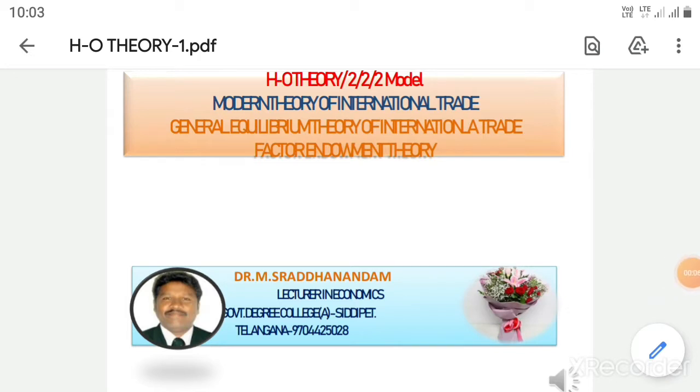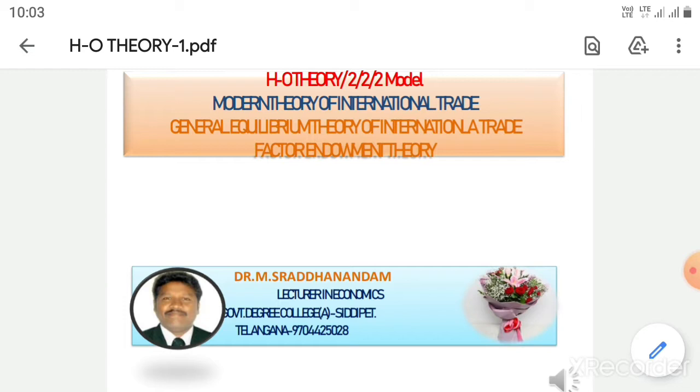The topic is the Heckscher-Ohlin International Trade Theory. This theory is also known as the modern theory of international trade. It is also known as the general equilibrium theory of international trade. And one more name for this theory is the factor endowment theory.